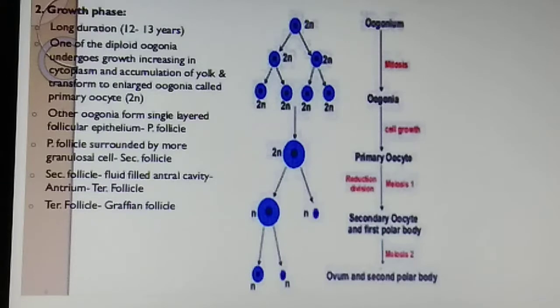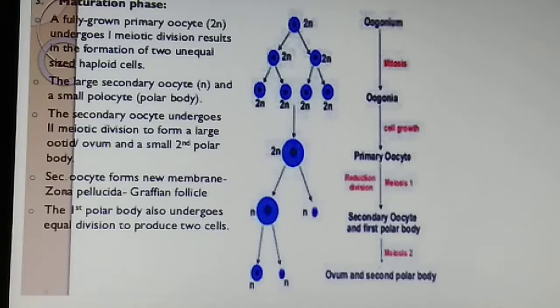Fine. Coming to the next, students, here is the maturation phase. So a fully grown primary oocyte undergoes the first meiotic division that results in the formation of two unequal sized haploid cells. So you can see here students, this primary oocyte, which is diploid, undergoes the first meiotic division and it results in two unequal sized haploid cells. One is very small and another one is large.